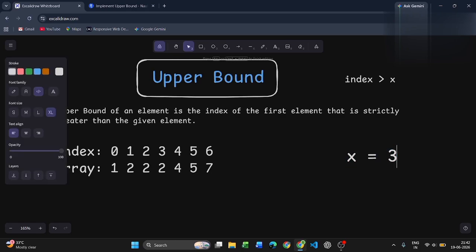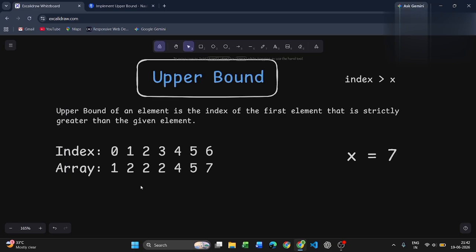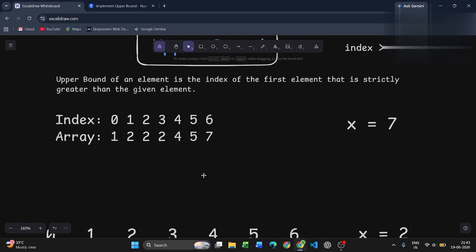Now let us change the target element to 7. We traverse the array again, and we can see that there is no element which is greater than 7, our target element. So we return the size of the array, we return n. Here n is 7, so we would return 7 as the answer.